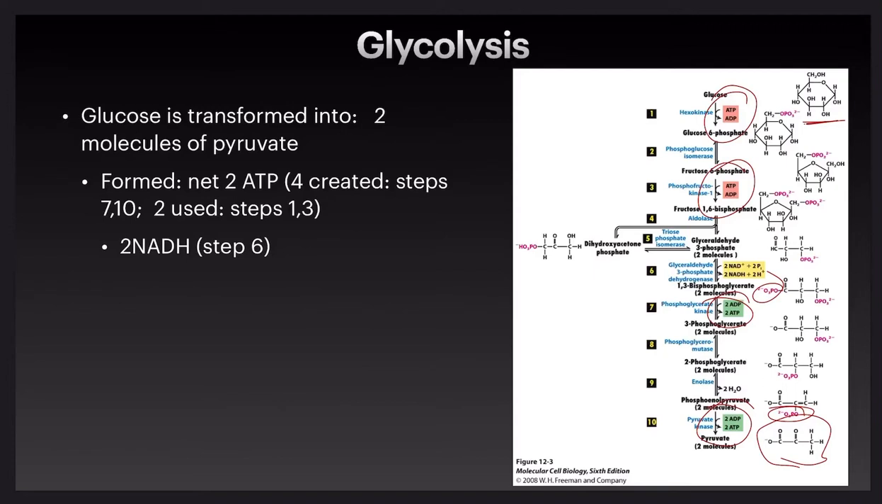So we see we have 2 net ATP and we have 2 NADH here in step 6 using glyceraldehyde 3-phosphate dehydrogenase. So we're removing hydrogen atoms and putting them on NADH as we remove a phosphate group again.